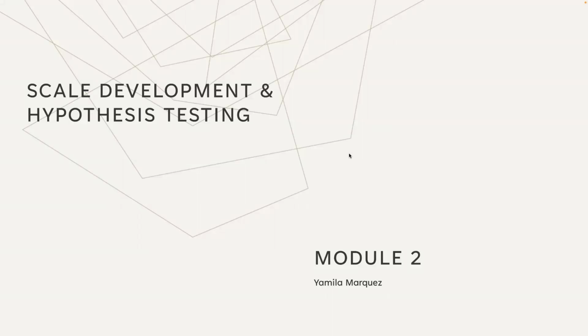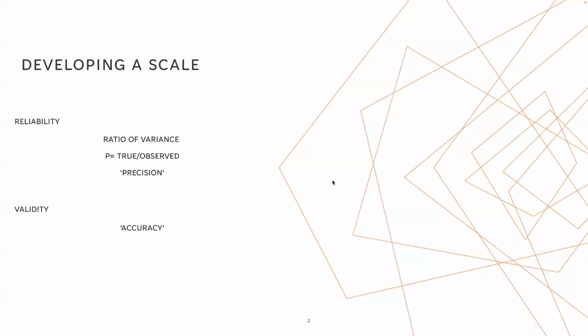Okay, so for module 2, we're looking at scale development and hypothesis testing. It's important to use good measures because oftentimes in psychological research, we cannot directly measure what we're interested in. So we calculate reliability and validity scores to make sure our measures accurately and precisely describe our construct.